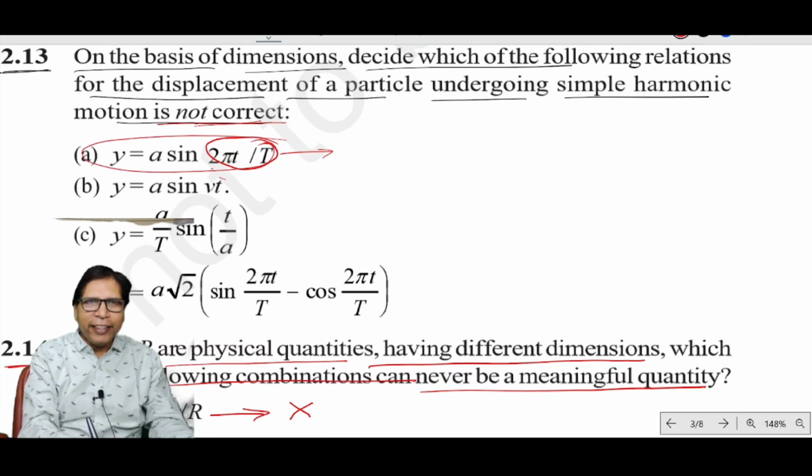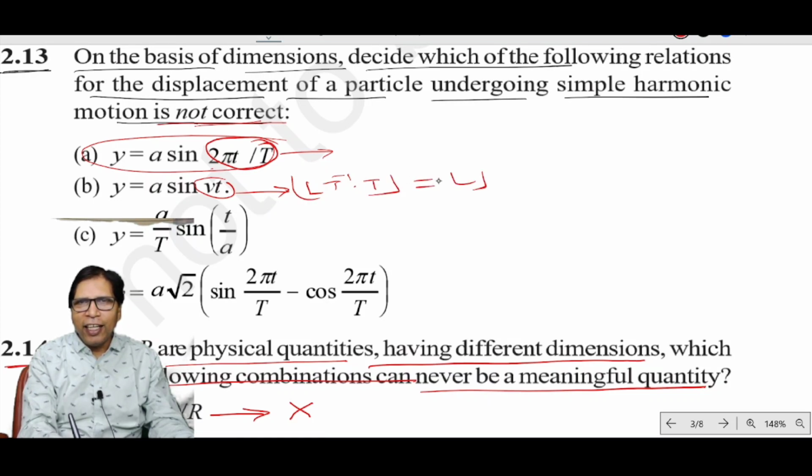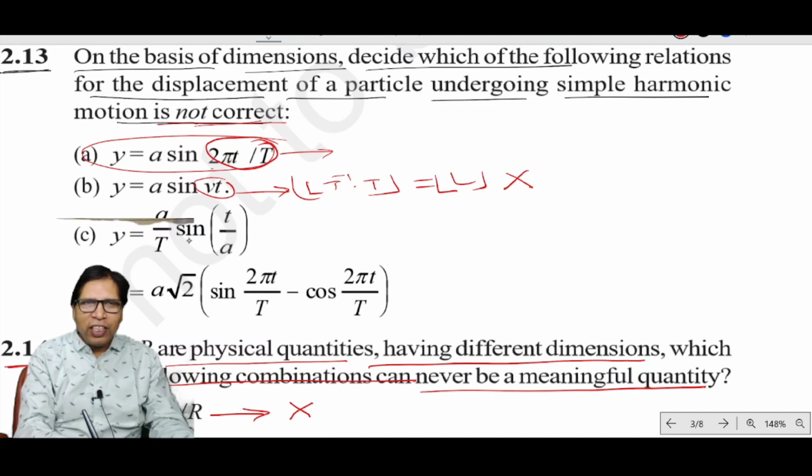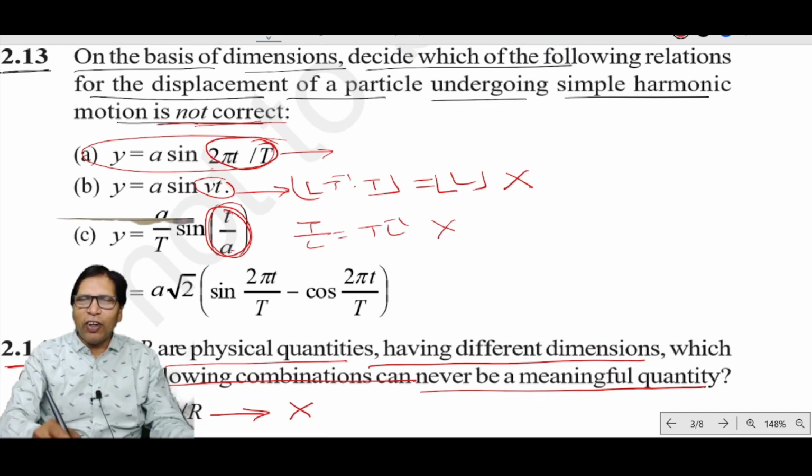Okay. Now look at this here, vt, where the dimension of v is LT minus 1, multiplied by T. So this has the dimension of L. This is wrong, because an angle is dimensionless. Now look at this here, sin(t/a). Sine theta, this is an angle. Look at this, t/a is not dimensionless. The dimension is T/L, so this is TL minus 1. So this is the wrong equation.